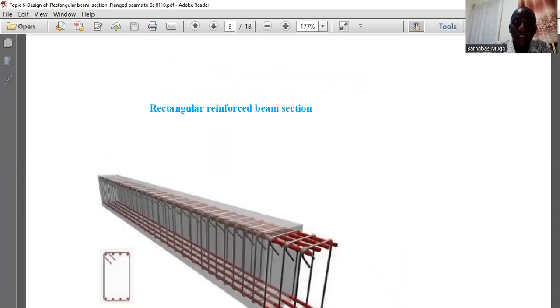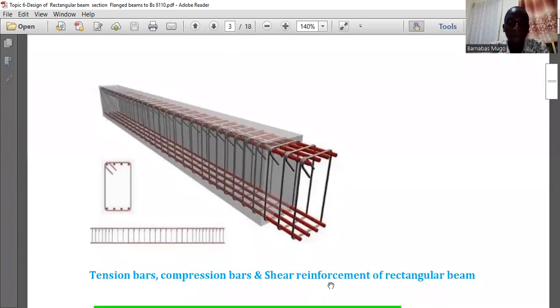The same can be seen from this one, the cross section. At the top, you have the compression reinforcement bars. At the bottom, you have the tension reinforcement bars. The stirrups, as you can see, are joining the top and the bottom bars. This is the beam, a horizontal beam section.